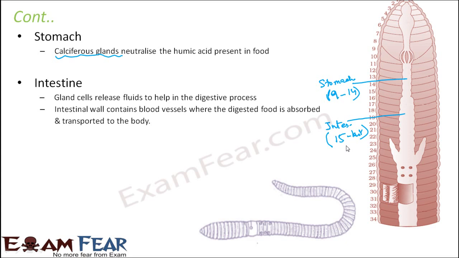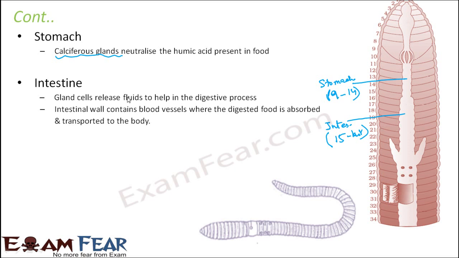Okay, so what happens in intestine? The actual digestion process and the absorption process happens in intestine. So there are many gland cells which release fluids to help in the digestive process. So what are the enzymes that are present here? So in the intestine, we have all kind of enzymes to digest the carbohydrates, fats, proteins, etc. So all the process of digestion happens here.